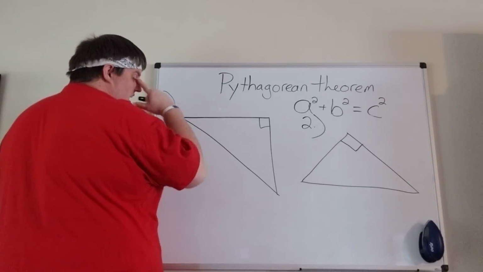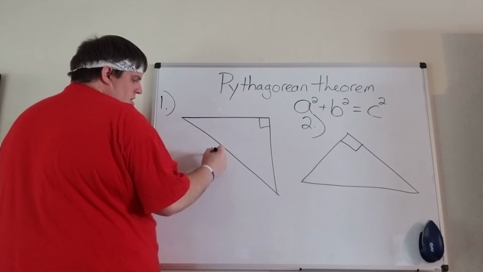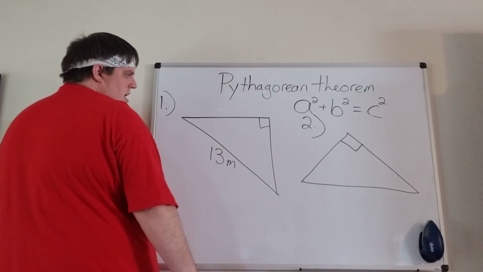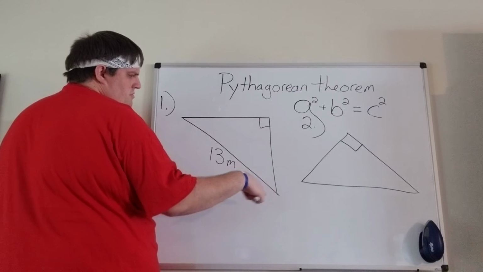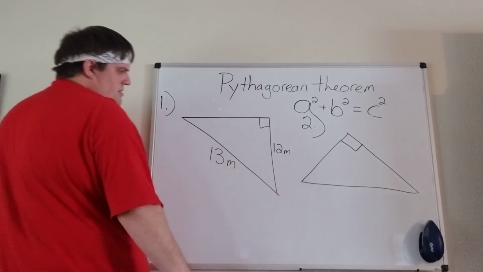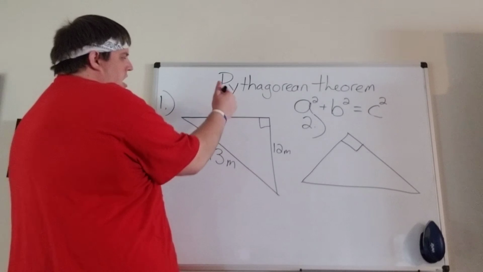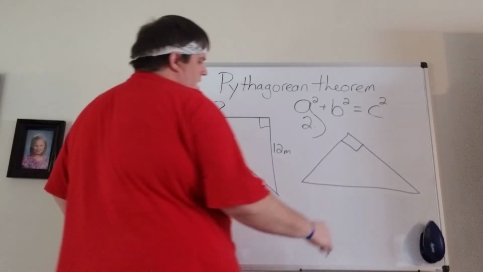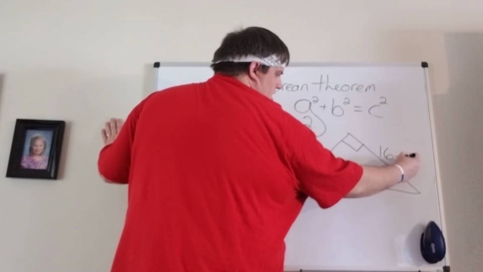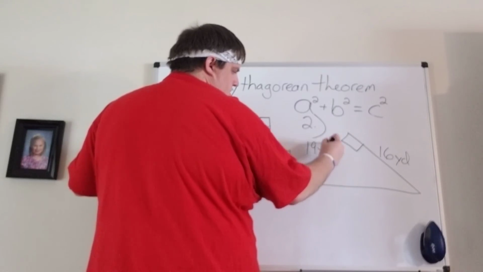Problem 1, I'm going to tell you this side over here is 13 meters. And we'll say this side is 12 meters. And then on number 2, so this is the side we don't know. And then on number 2, I'll say that this side over here is 16 yards. And this side over here is 19 yards.